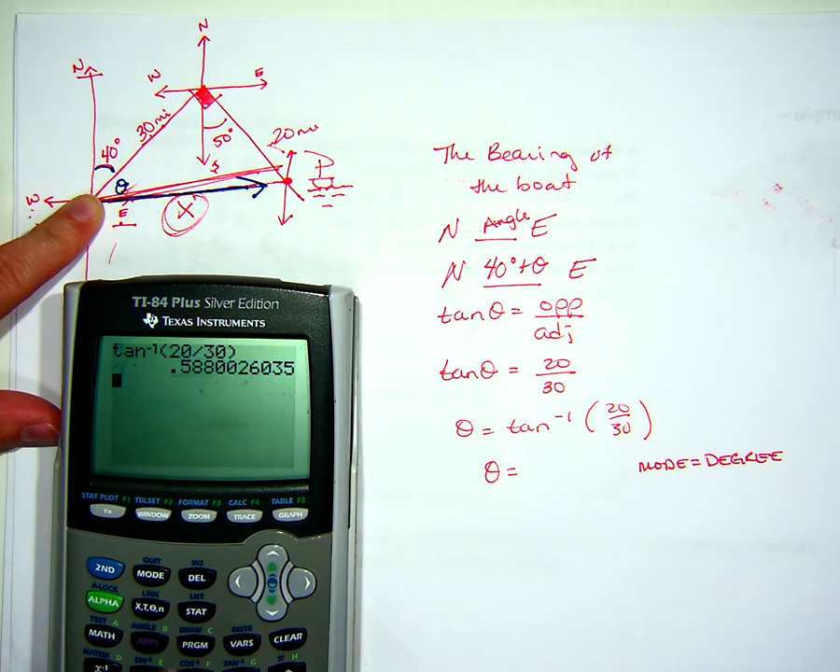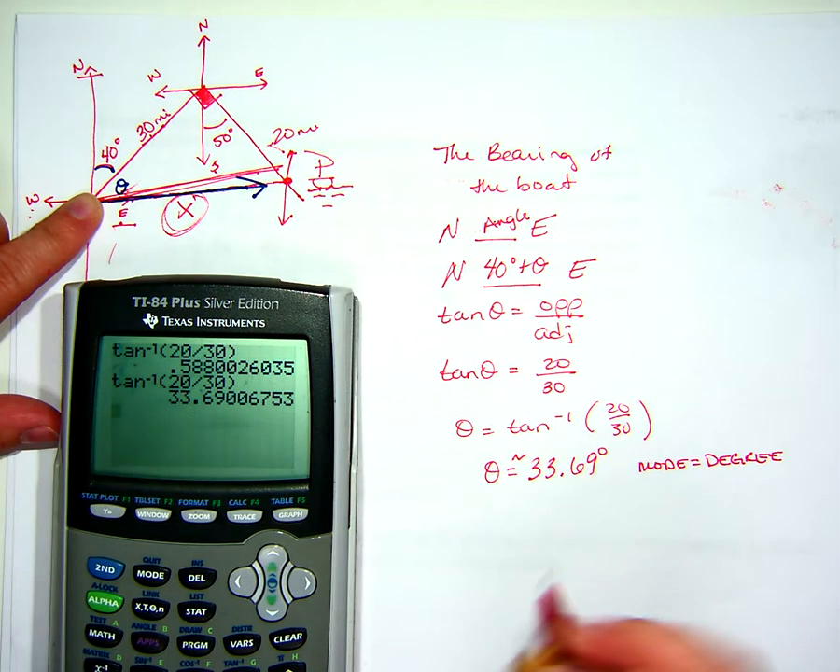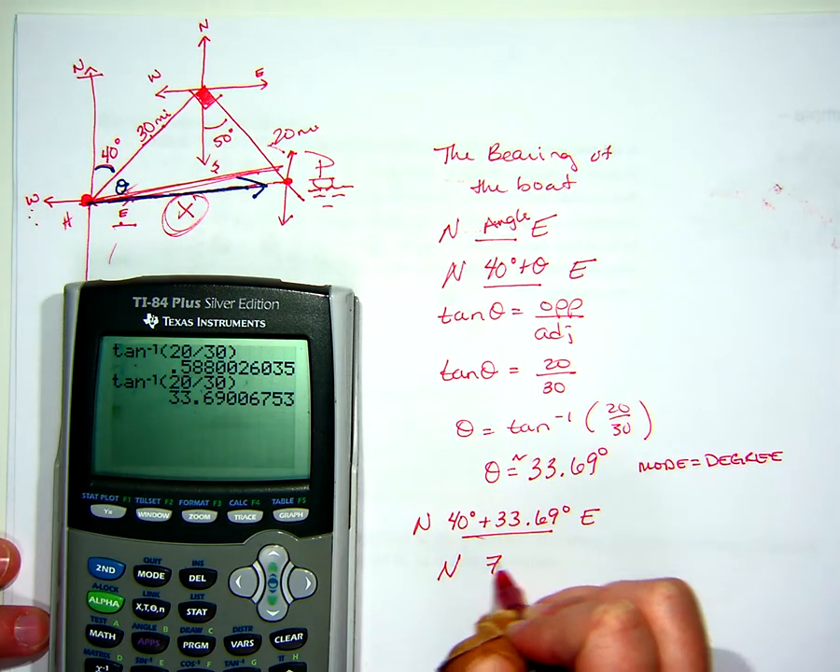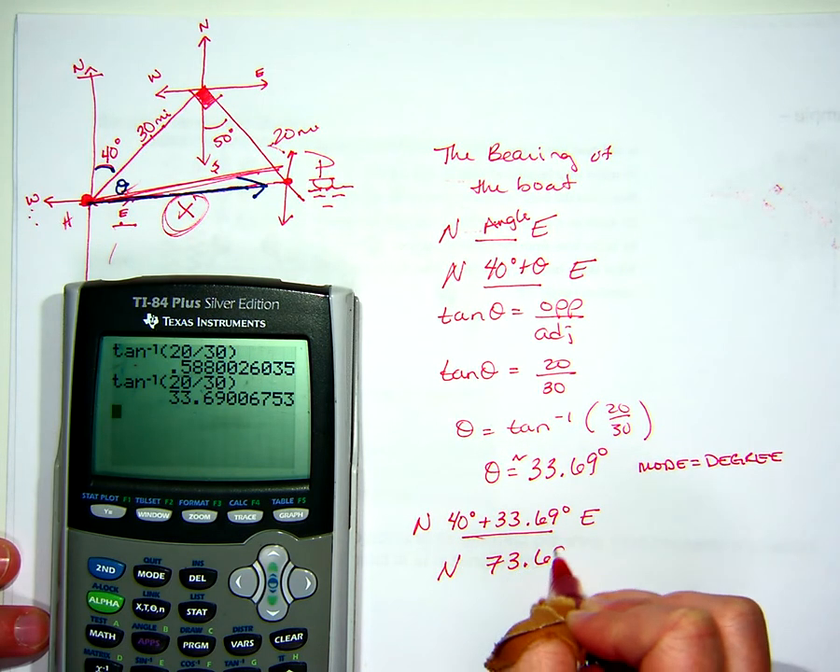So what we're going to do is change our mode to degree. And now you'll see that the answer becomes much better. So this says that theta is 33.69 degrees. That means that my bearing is north, 40 degrees plus 33.69 degrees, east. Oh, so it's north, 73.69 degrees east.